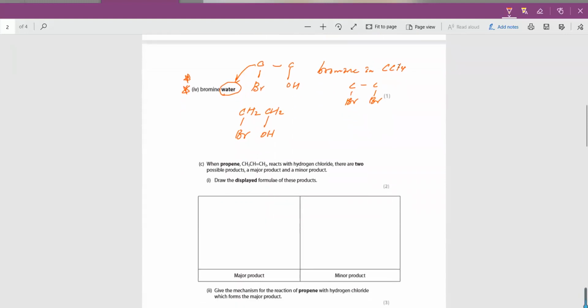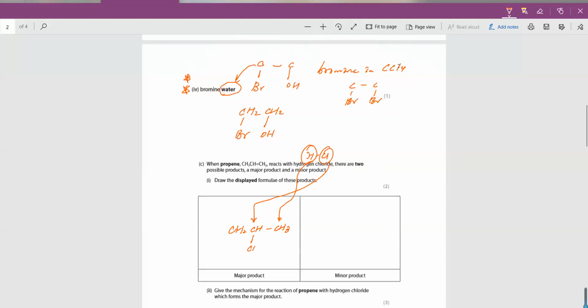When propene reacts with hydrogen chloride, there are two possible products: a major product, following Markovnikov's rule. The carbon that is bonded with fewer hydrogens will be bonded with the halogen atom to form the major product. So one hydrogen is added to this carbon because it contains more hydrogens, and the other is added to this one because it contains fewer hydrogens. Try to remember Markovnikov's rule.